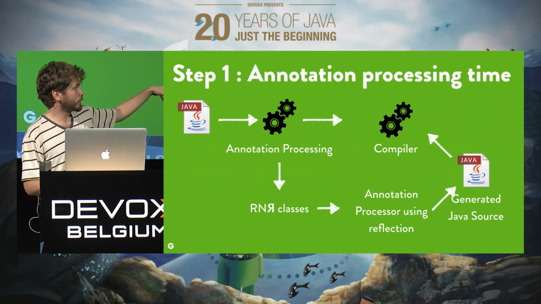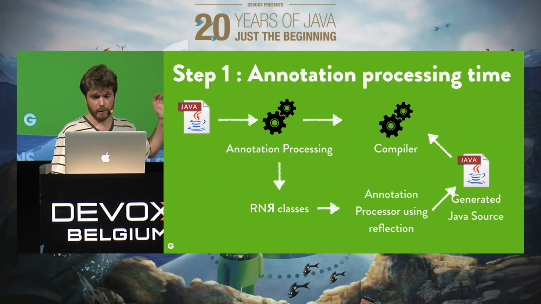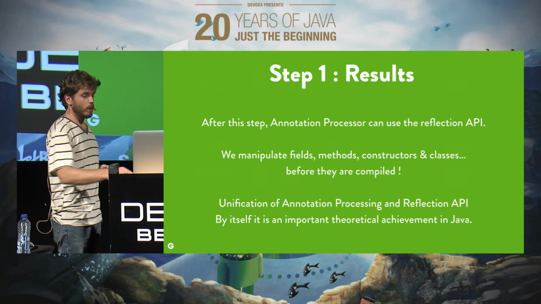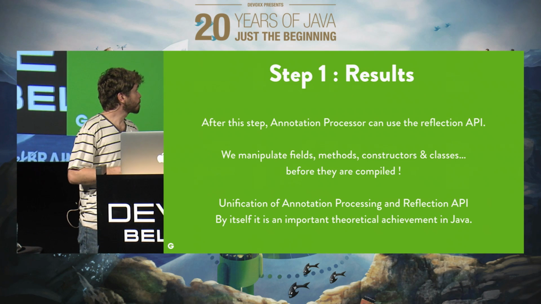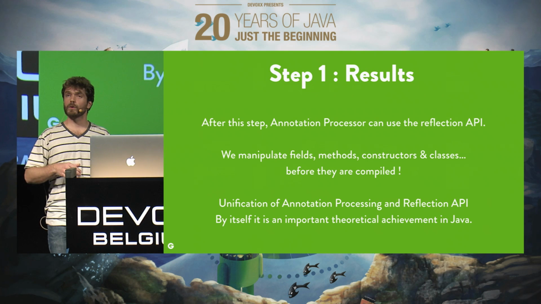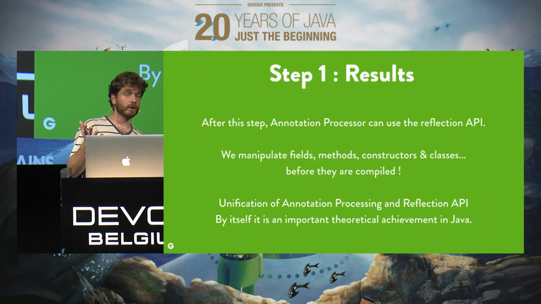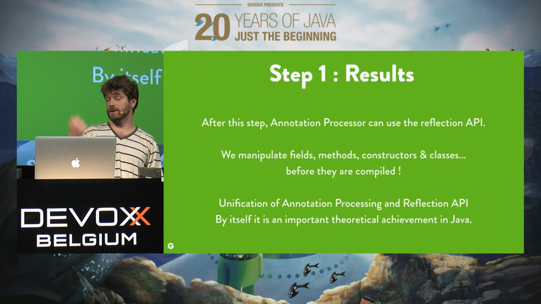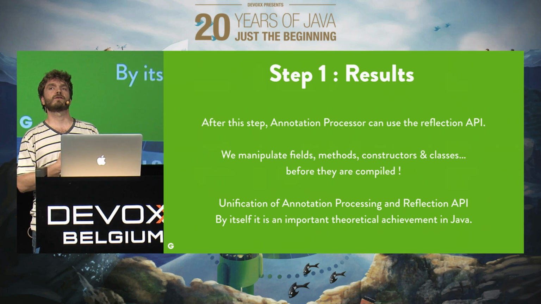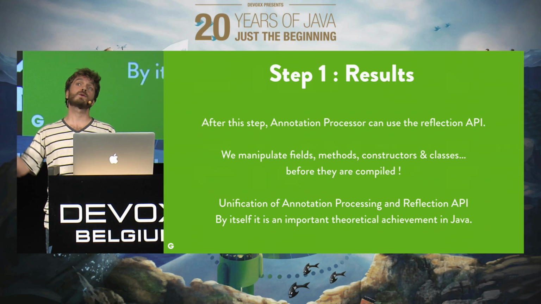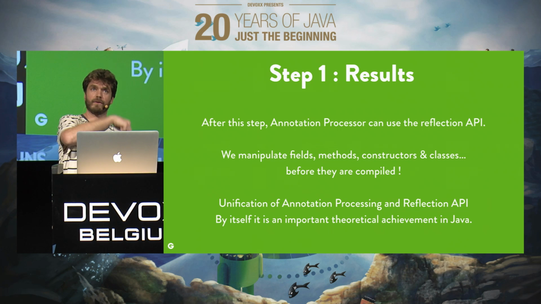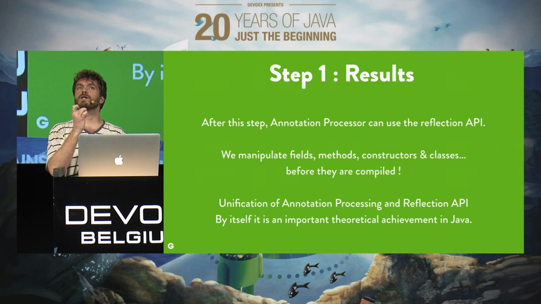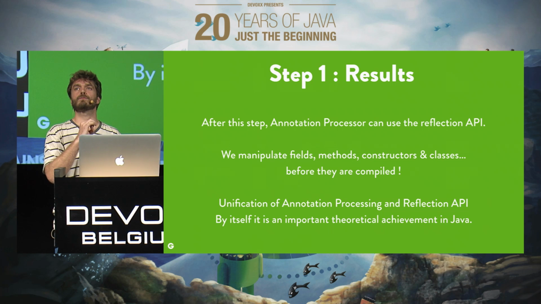And then the generated Java source is going to be sent to the compiler as usual. So at the end of the first step, when we could achieve that, the result was that we could manipulate fields, we could manipulate methods, we could manipulate constructors, we could scan all the classes, for instance, to ask for the annotated fields, annotated methods, just using reflection. So it means that you're going to use classes, methods, fields, before they are even compiled. That is really the node, what is central inside the annotation processing API.